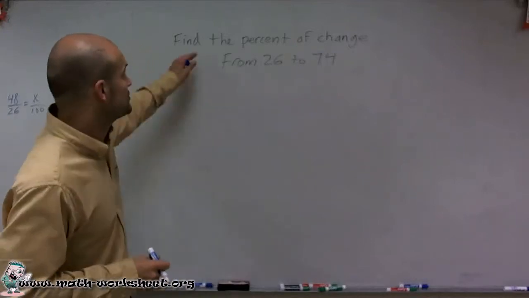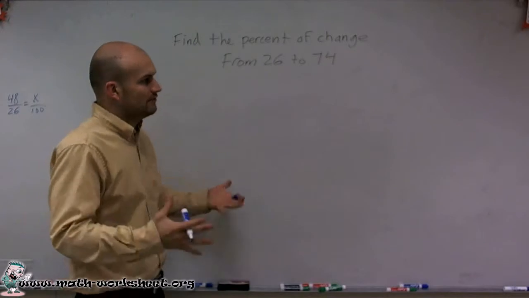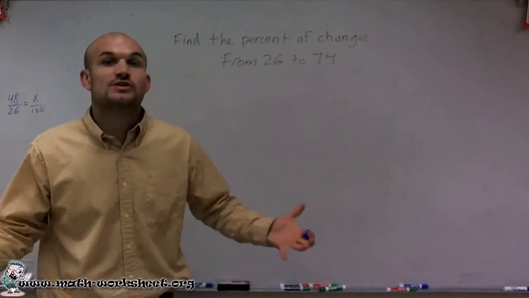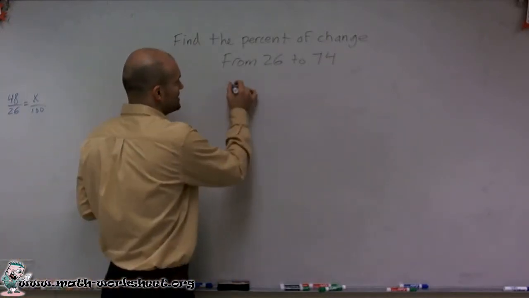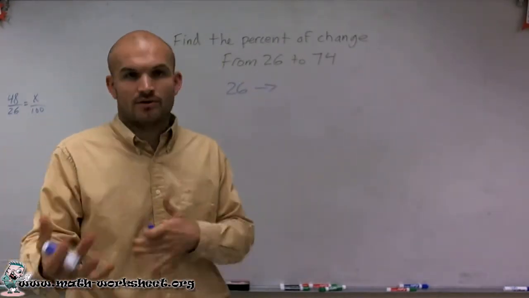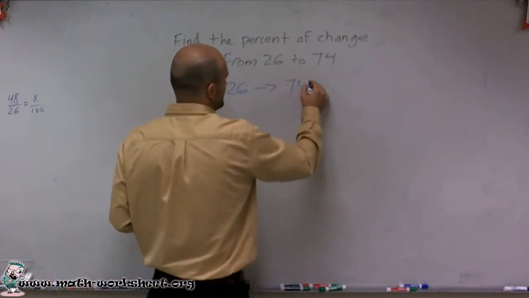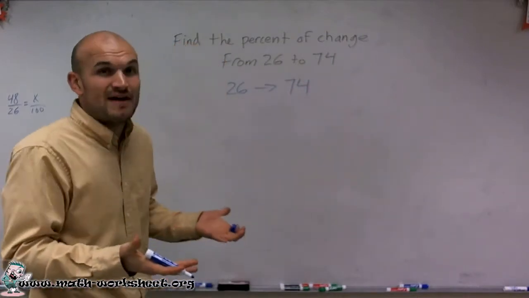Welcome. What I want to do is show you how to find the percent of change from 26 to 74. So the first thing we need to look at is, what are we starting with? We're starting with 26, and then we go all the way over to 74. So we're buying, collecting, whatever else. And so what we want to do is see what is the change in value from there.